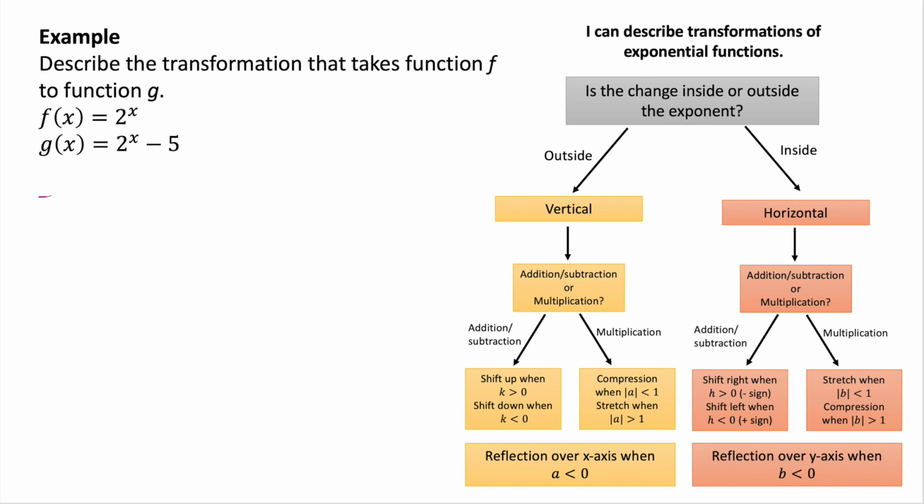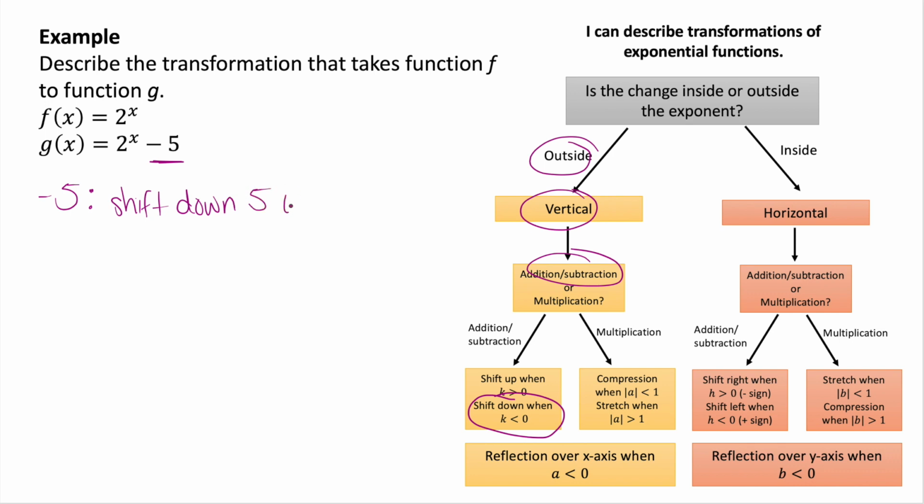We have f of x equals 2 to the x and g of x equals 2 to the x minus 5. So the change that's going on here is this minus 5, right? That's the new part. So let's think about what's going on. It is outside the exponent, so it's going to be a vertical change. It's being added or subtracted, and that k is less than 0. So it's going to be a shift down 5 units.